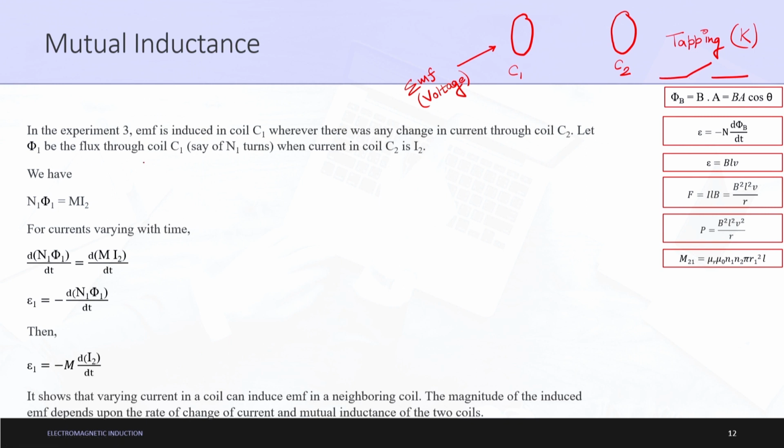Let phi 1 be the flux through coil C1. It is quite evident that the subscript 1 denotes coil C1 here. If anything is talked about coil C2, then it will be denoted by the number 2 in the subscript. So let phi 1 be the flux through coil C1, with N1 turns. So N1 is the number of turns of that coil C1. When the current in coil C2 is I2, the current passing through this coil is I2 here. Current is measured in amperes. So now we have N1 phi 1. Please make sure that N1 phi 1 is called the flux linkage.